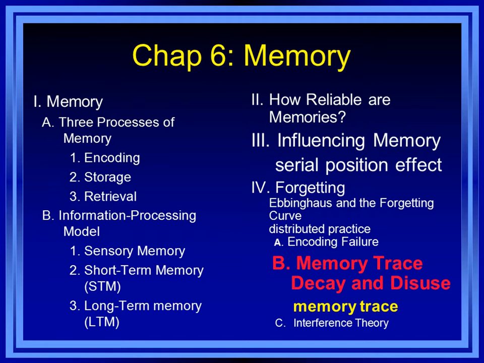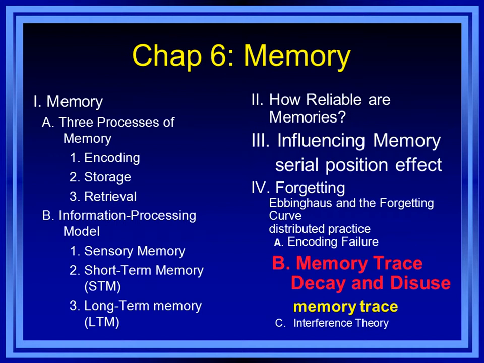So the next reason or theory about why we forget is called the memory trace decay and disuse theory. Decay and disuse is pretty much the same thing. We tend to talk about decay for short term and disuse for long term. But in general, this is a theory, and it's an old theory, that we lose information because it fades, because we haven't used it. It decays because we didn't use it. Decay and disuse. What is decaying are these things called memory traces.